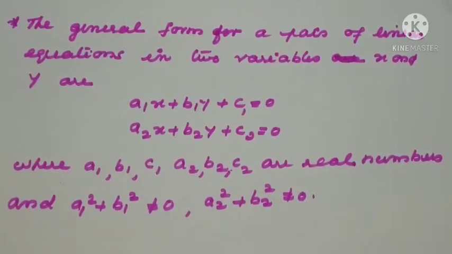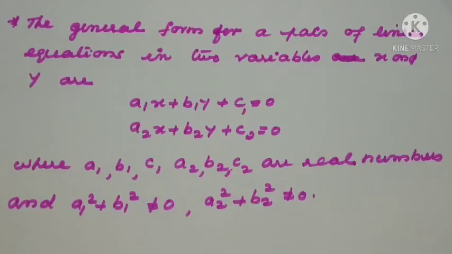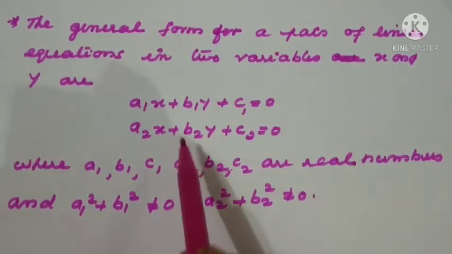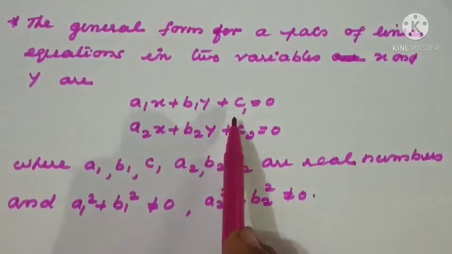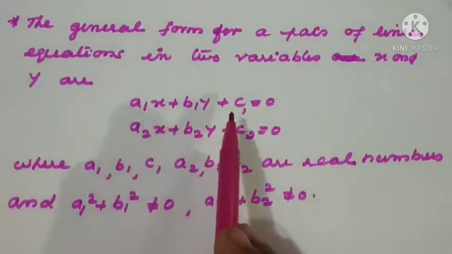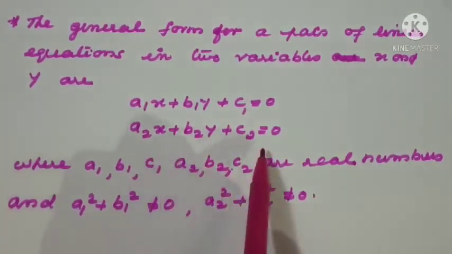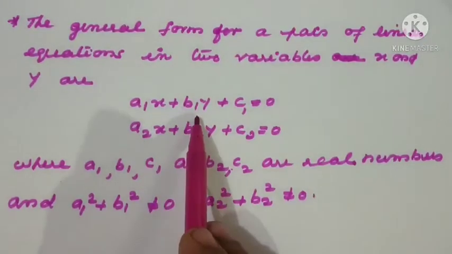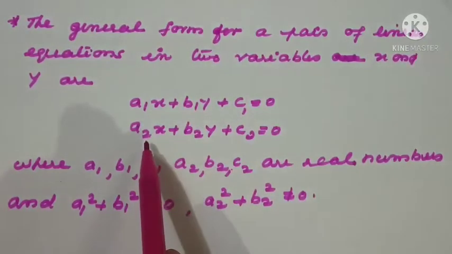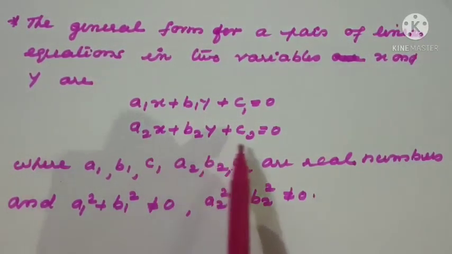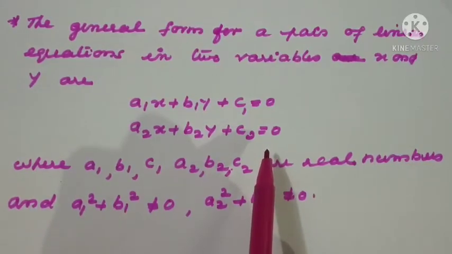Now the chapter name itself says a pair of linear equations in two variables. Pair means we are going to study two equations this time. a1x plus b1y plus c1 equal to 0. The same equation we make with subscript 1 for the first equation, and for the second equation subscript 2: a2x plus b2y plus c2 equal to 0.